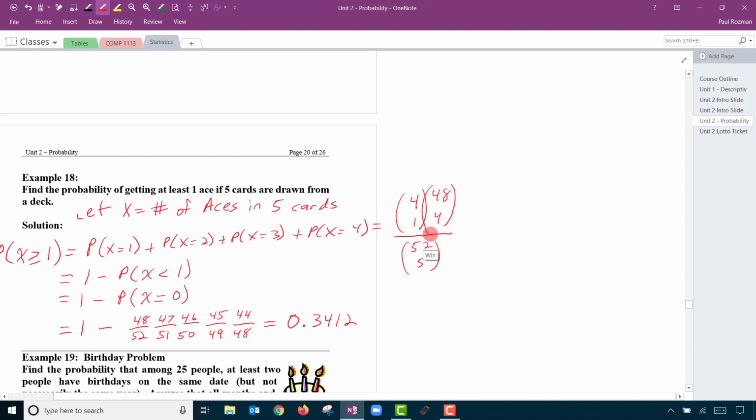This is the probability of just the first piece. Then we'd have to calculate, okay, I have 4 aces in total, but I want to make sure I get 2 of them exactly. And then I have 48 non-aces, and I need to pick 3 of those.